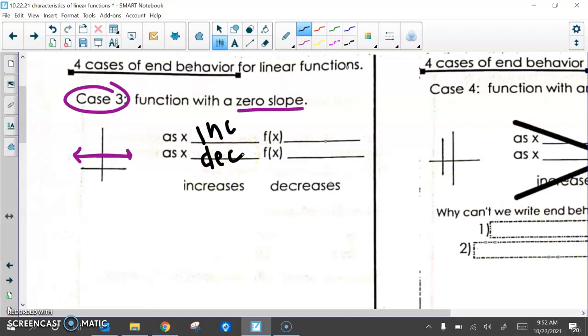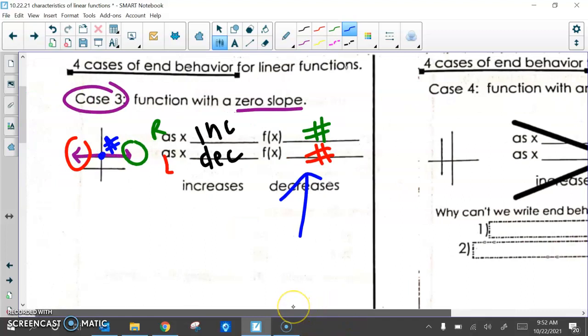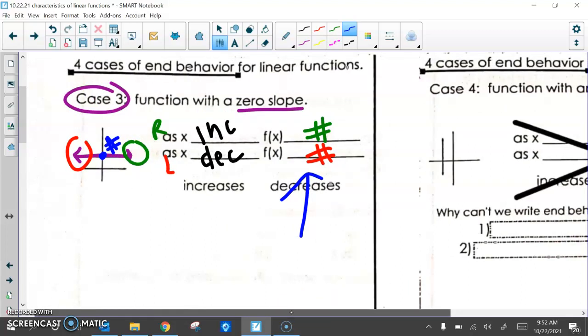As x increases, that is the right side, the line is staying the same. It's not going up or down. It's not increasing or decreasing. So you're going to have it stay on a number. And same thing on the left side. It's still staying at that same number. Whatever number is right here, that's the same number you're going to put for this f of x side. We'll practice with some of those. That is for a horizontal line.